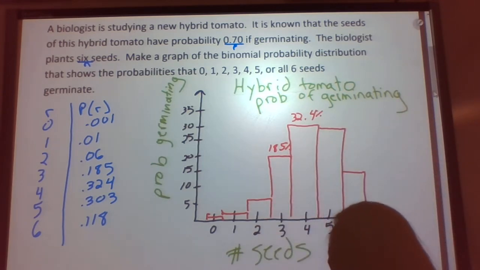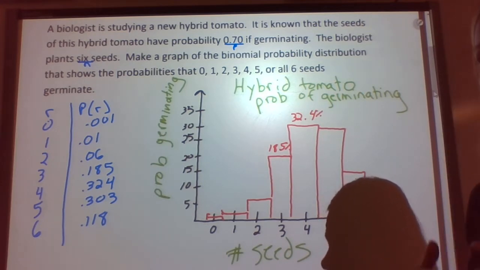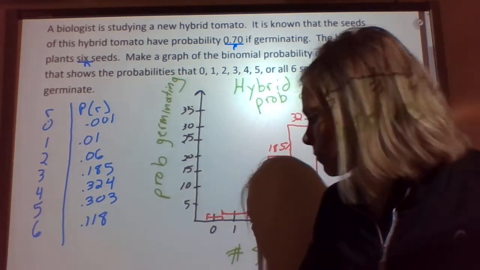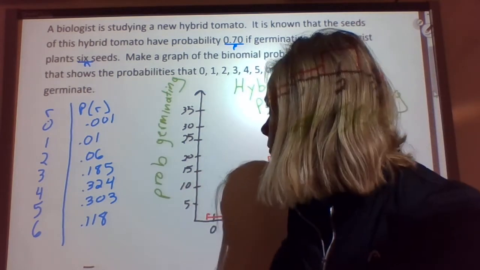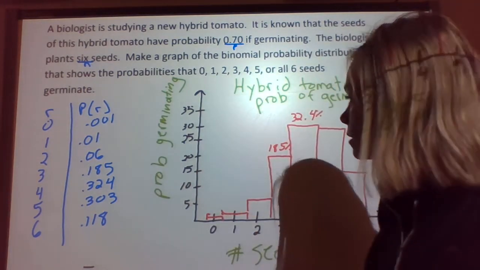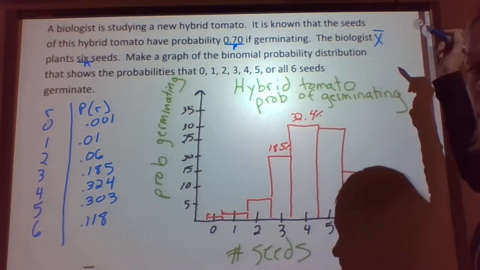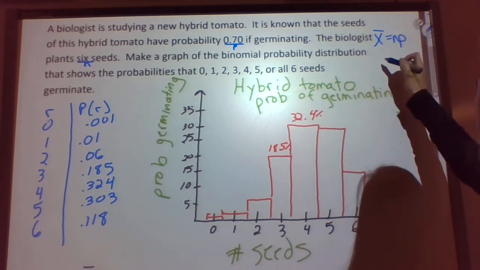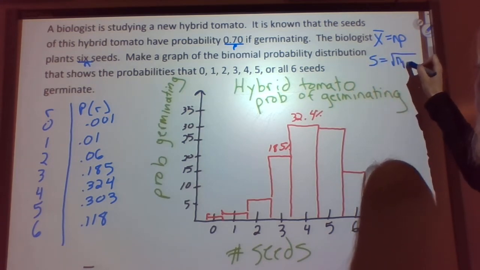Okay, so what we can add to this, we can add an expected value, a mean. We can add standard deviation. What's the spread look like? And we have a couple of formulas for those. My formula for mean, and it's actually quite simple. Let me write it up here. My formula for mean is n times p. And my formula for standard deviation is the square root of npq.